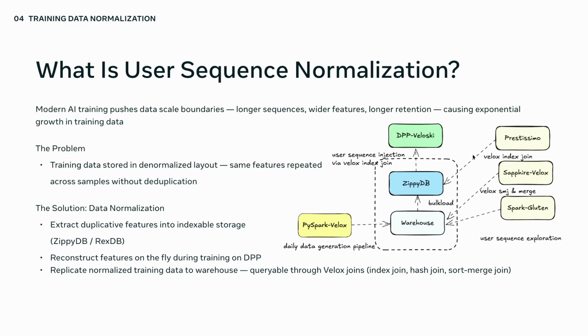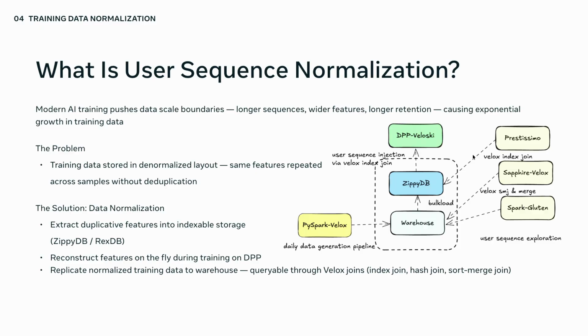So then we talk about how the Nimble file format can help the training data normalization. Before that, we first talk about why we do the training data normalization. So in Meta's modern AI training, we are using larger user sequences, longer sequences, and long retention. These all cause exponential growth of the training data storage. And the problem is that the training data is denormalized. So the same user sequence got replicated across multiple training samples.